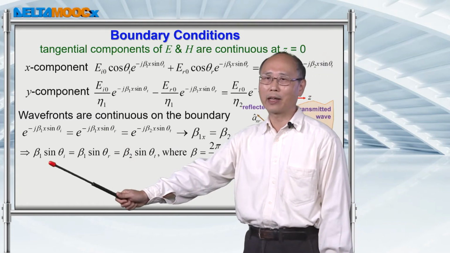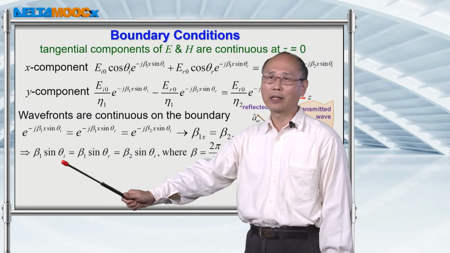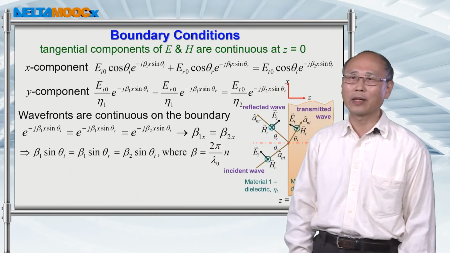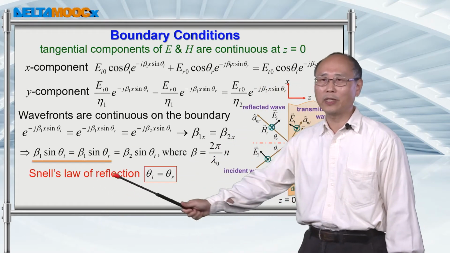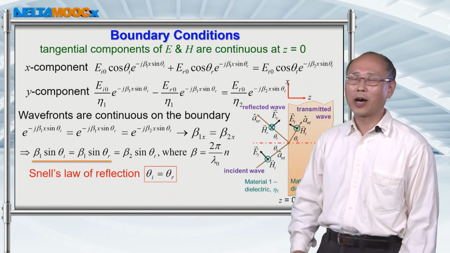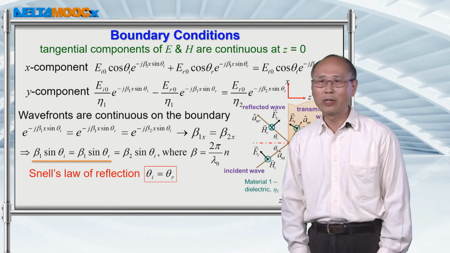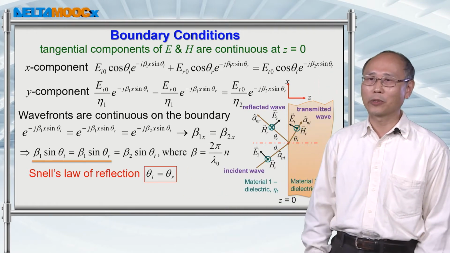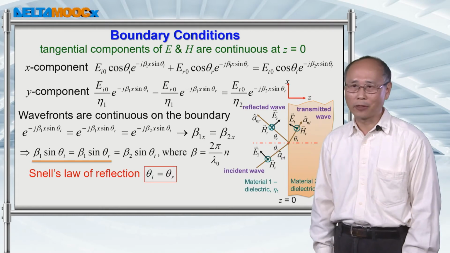So if I just spell it out, it says that beta 1 sine theta i equals beta 1 sine theta r. So with this condition, you get theta i equal to theta r, which is the law of reflection. And we already have this when we talk about a conducting boundary.